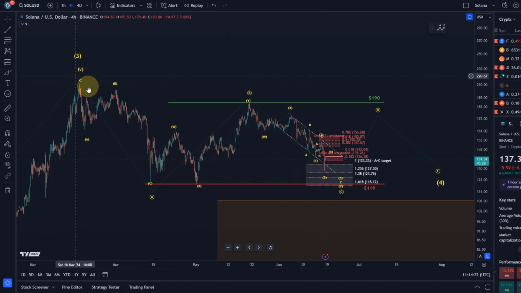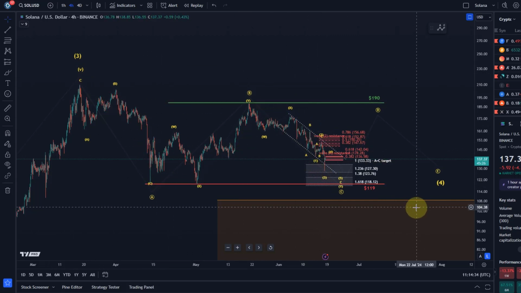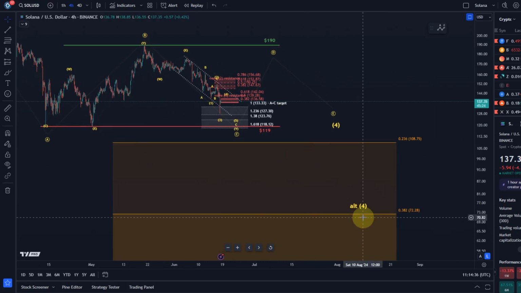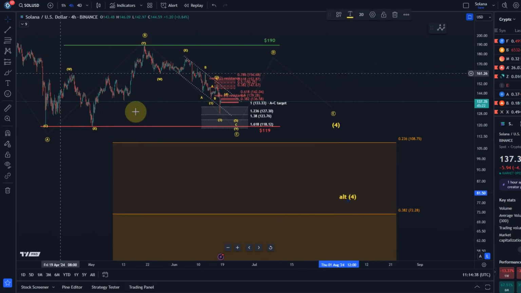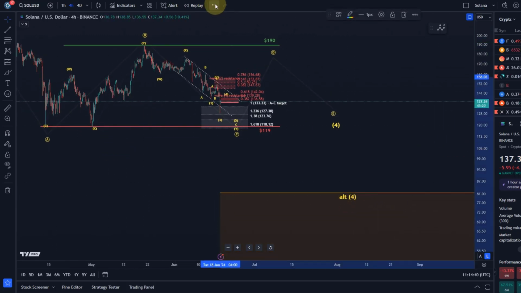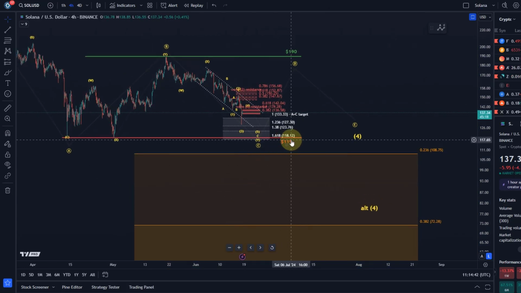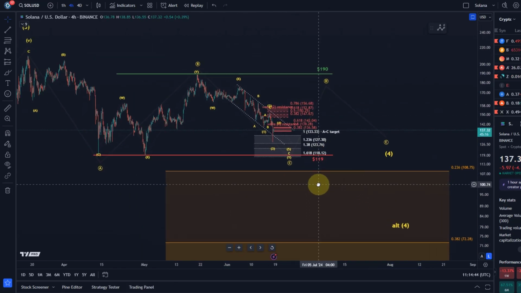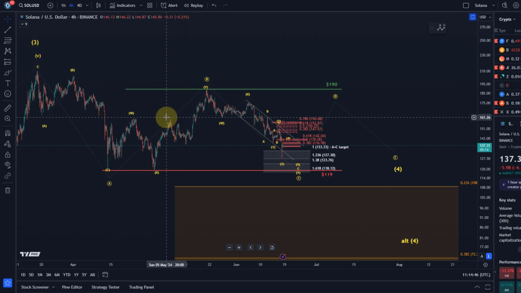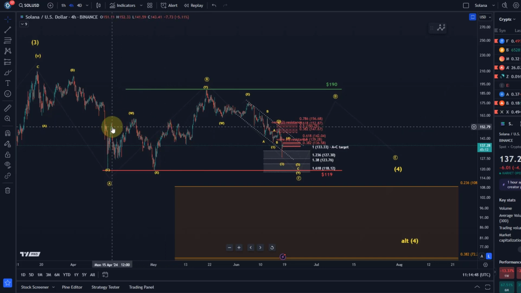So we're dealing here with a larger ABC structure as an alternative. I haven't labeled the whole thing, but that would be the alternative if we break below $119. Or, and that's currently what I'm tracking primarily, but it's not high confidence, because these patterns are not high confidence patterns. They shift, especially because we're dealing with back-to-back corrective price action.